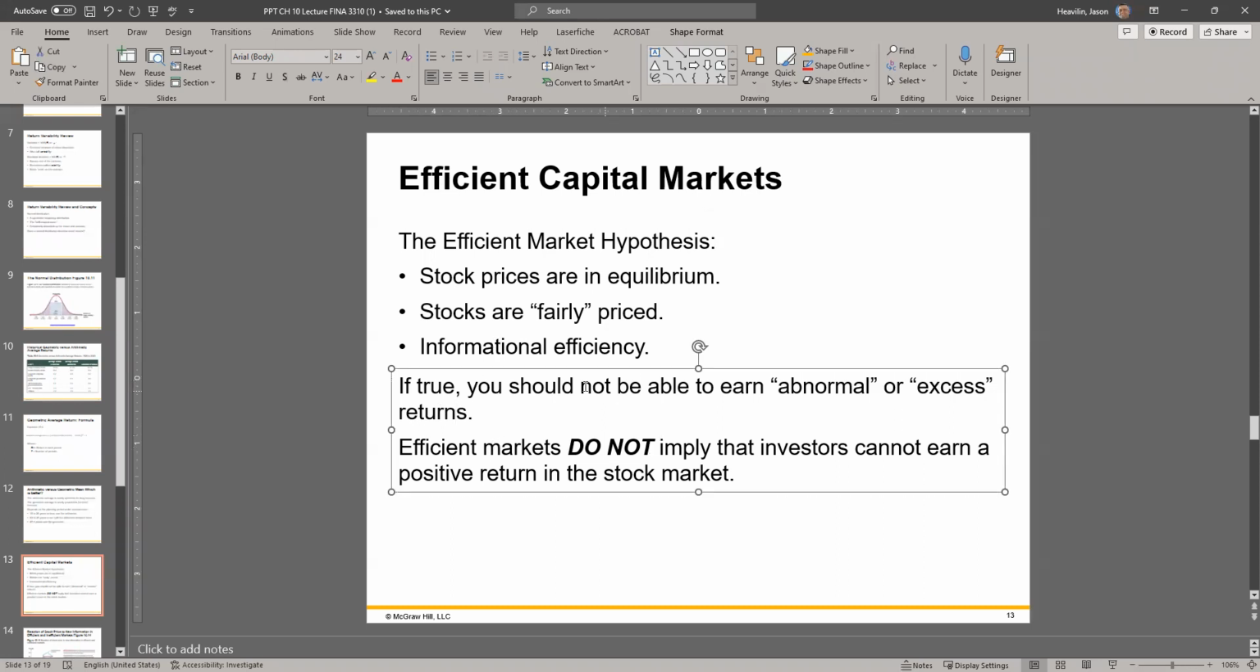If true, you should not be able to earn abnormal or excessive returns. Now, they're not saying that you cannot make money. What we're saying is that you shouldn't have a unique advantage of making more money than the person next to you or anybody else around the world.